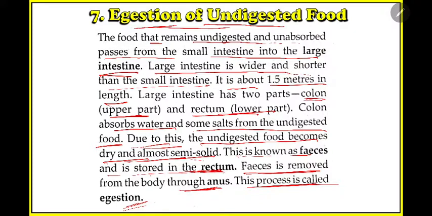In egestion, there are two steps in the large intestine. The first is the colon, which is the upper part, and then the rectum. The colon will absorb the water and salt, then the remaining part will become solid or dry. Then this will be removed through the process of stool, okay, through the anus.